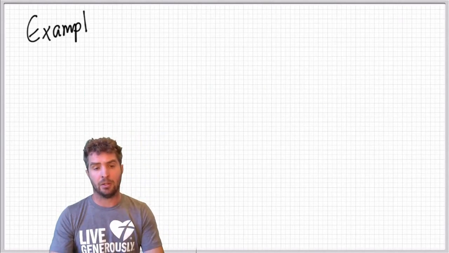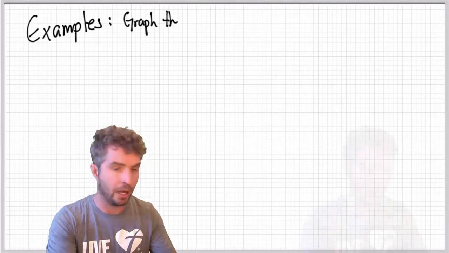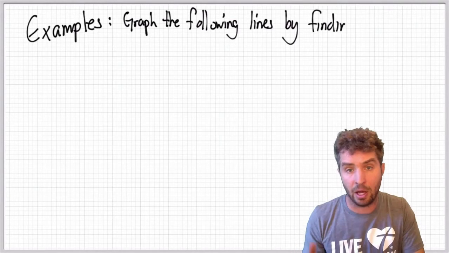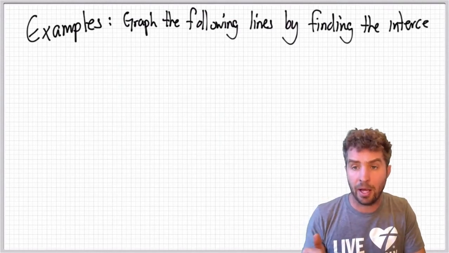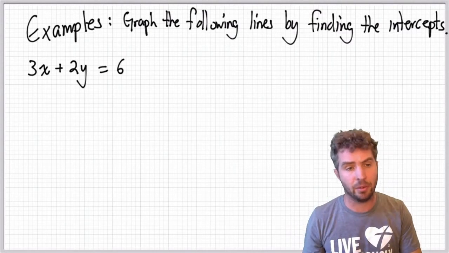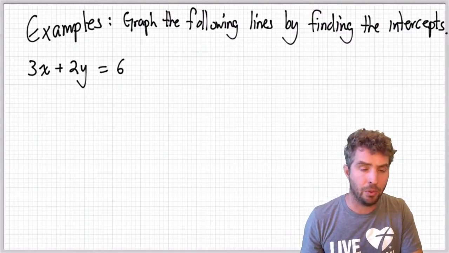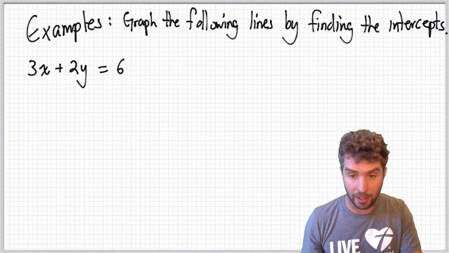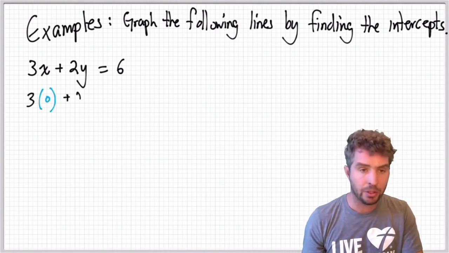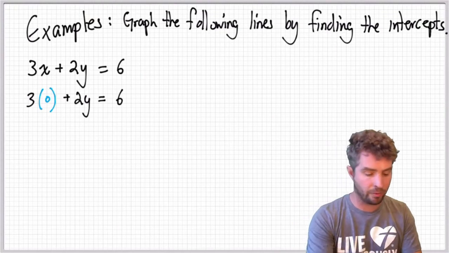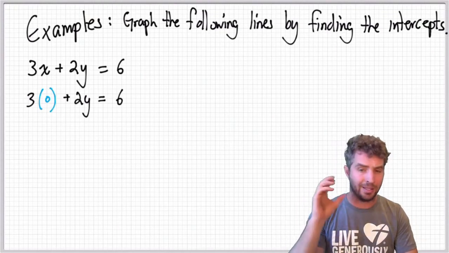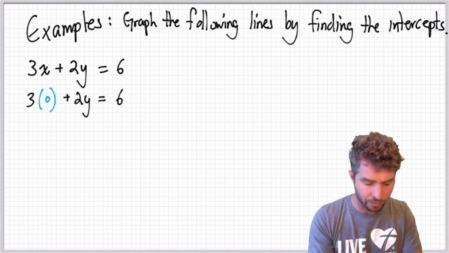All right, so the kind of problems that you will see are, they will say graph the following line or lines or whatever by finding the intercepts. You graph the intercepts and then graph the line. So we have 3x plus 2y equals 6. Okay, so our process is that we replace the x with 0. So I rewrite the equation, but instead of writing x, I put a 0. And I always put them in the brackets, the parentheses, to keep it really clear what's going on here.